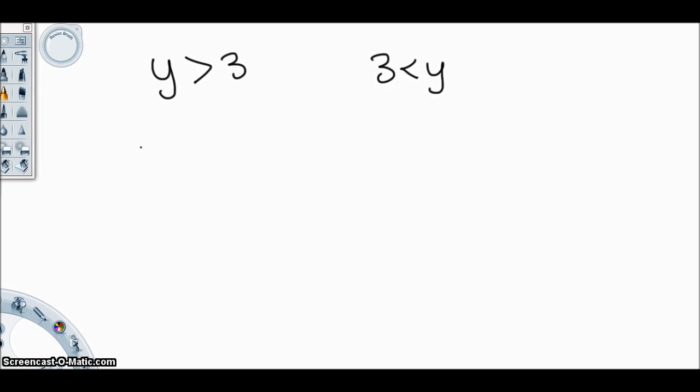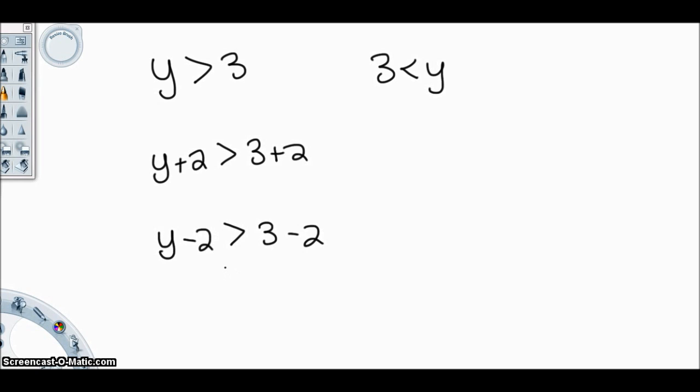So what we need to remember from this section is that y is greater than 3 is the same thing as 3 is less than y. When we read them left to right or right to left, we need to make sure we read them correctly. We also know that y plus 2 is greater than 3 plus 2, because this is the addition property. We add 2 to both sides, it still works. And y minus 2 is greater than 3 minus 2, because if we subtract 2 from both sides, it is still true. So that's all for chapter 3.